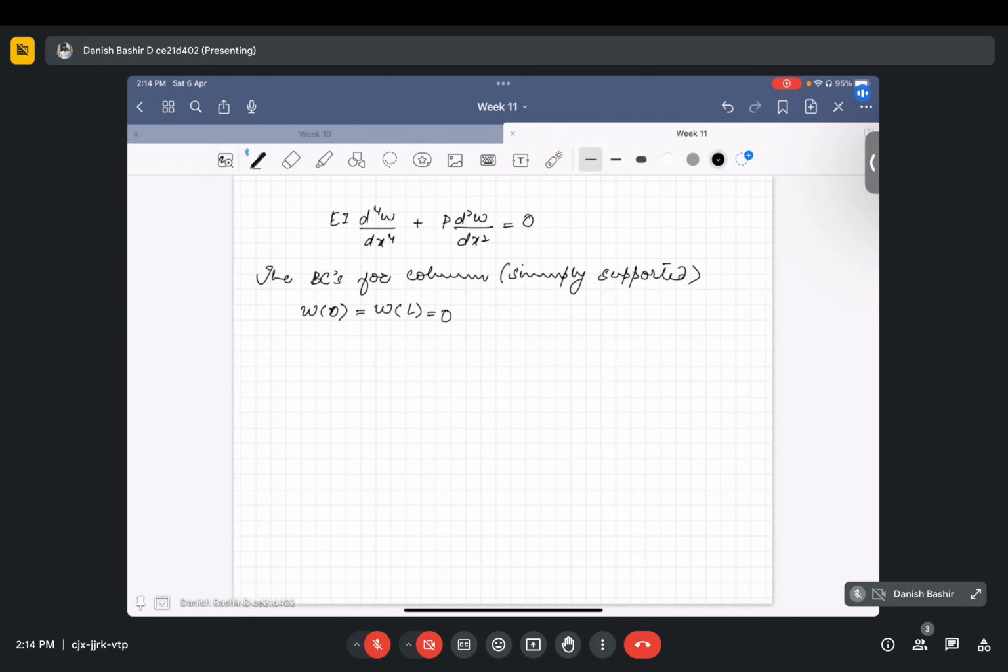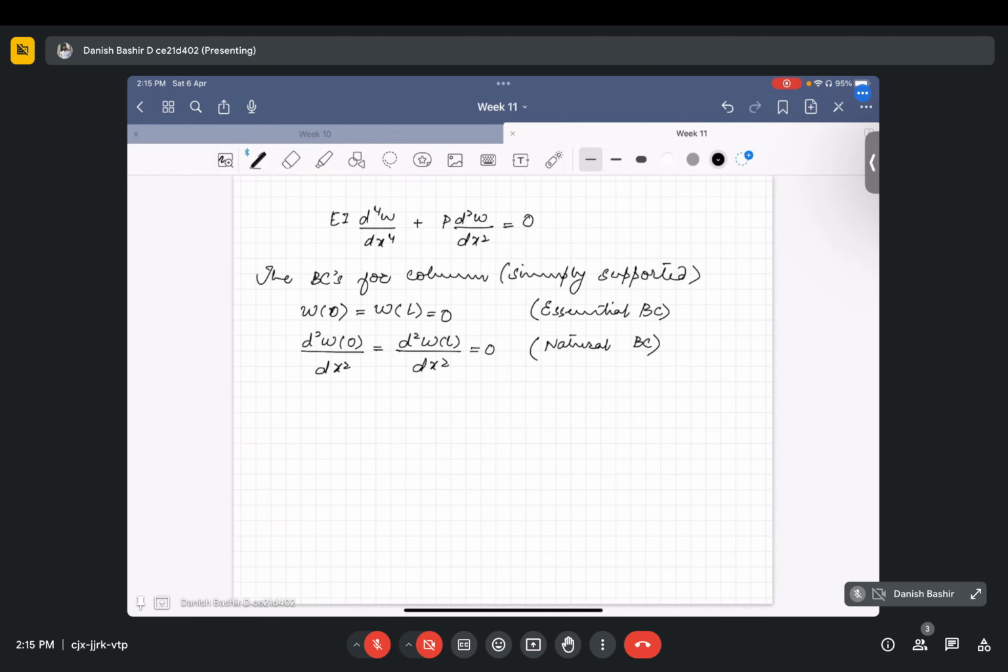So another boundary condition that we will be having, that is moment curvature, d2w of 0 by dx square should be equal to d2w of L by dx square. Both are equal to 0. If you clearly look at these boundary conditions, this is an essential boundary condition. If you look at the natural order of the boundary condition, this is a natural boundary condition. So all these things are given.